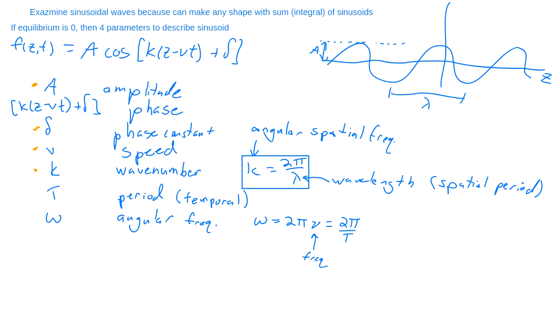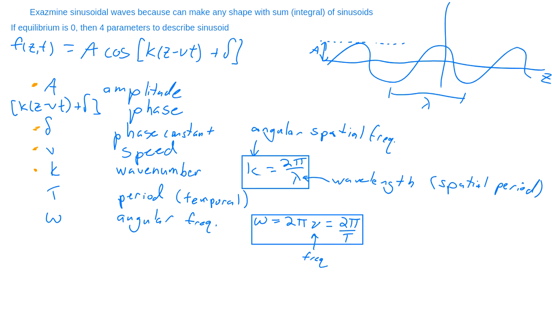So let's put a box around that. Why do we have all these different frequencies, you might wonder? And why do we have all these different periods? Well, it's not much fun to have stuff in the denominator, so we often don't work with the period that way.